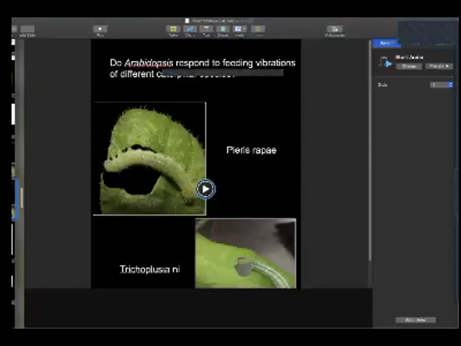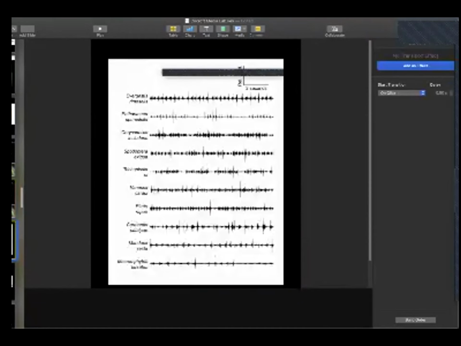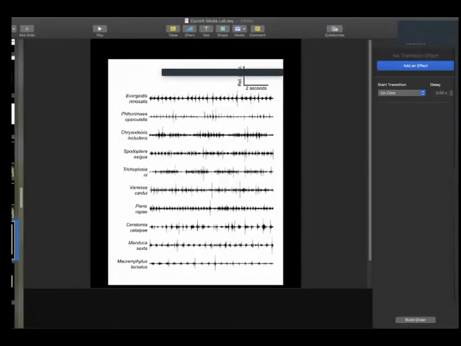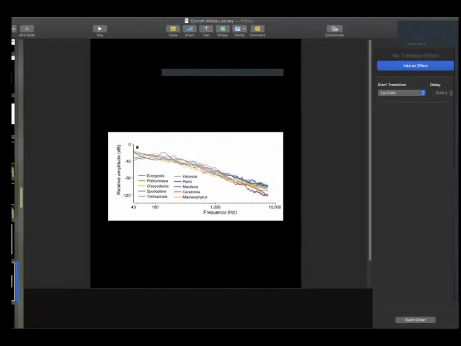But if you look at the waveforms of those feeding vibrations, you can see there's some differences, but they're mostly in the rate. And if you look at the amplitude spectra, they're really very, very similar. And so to us, it would be difficult to distinguish between different species of caterpillars, certainly based on spectral cues. But the question is, well, what about the plants?